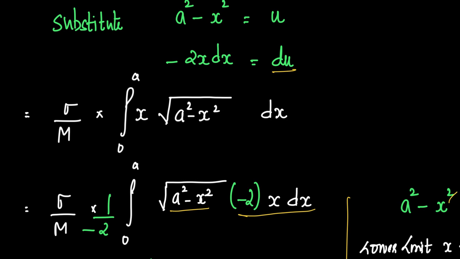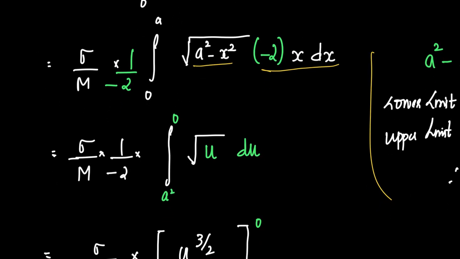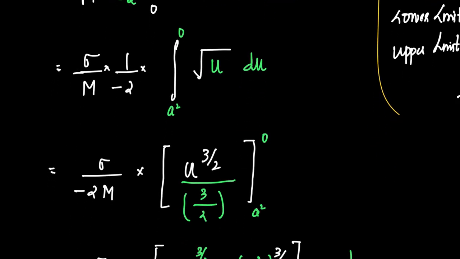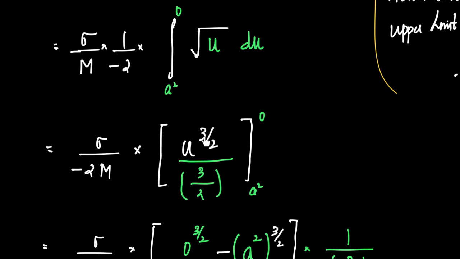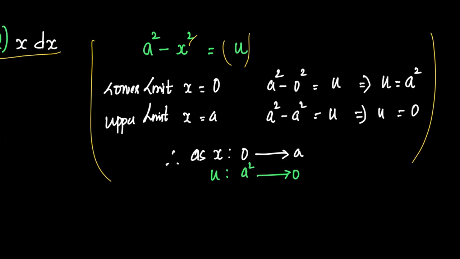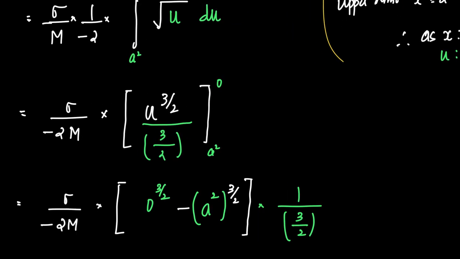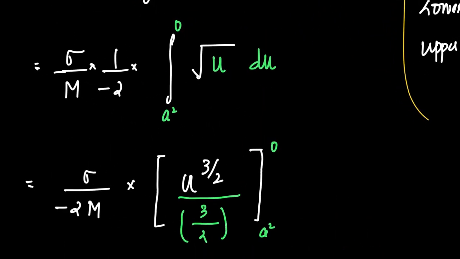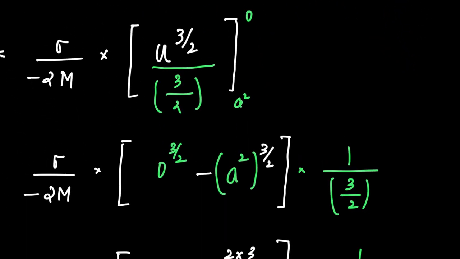What is a square minus x square? It is u. And therefore, what we get here is sigma by m into 1 by minus 2 into root of u into du. What is integral root u? It is u to the power 3 by 2 the whole by 3 by 2, varying from limit a square to 0. How did we get a square to 0? We have discussed that in detail over here. Right? Now, once we have this limit, we can apply the upper limit minus lower limit.